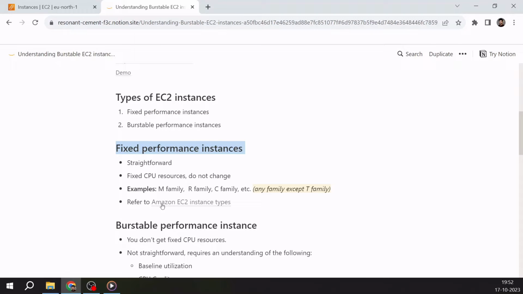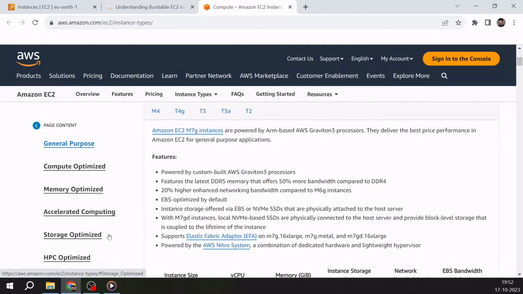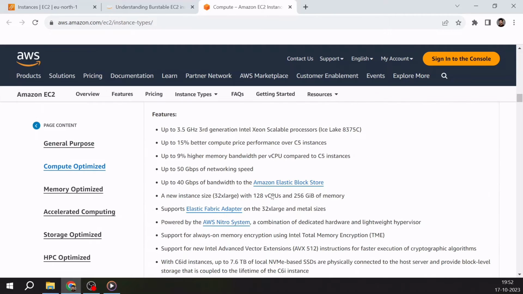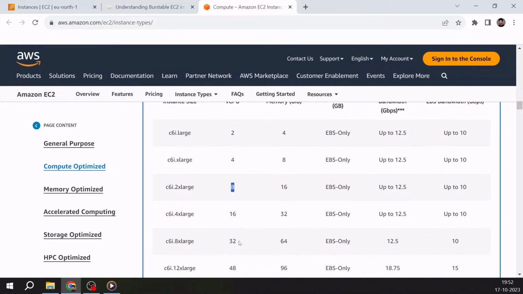Okay, so let me take you to this page. You can see there are a lot of EC2 instances, and these are the families of EC2. So compute optimized, memory optimized, storage optimized, HPC. These are the categories. And if I select any of these randomly, you can see we have instance size, we have vCPU, and a vCPU count is allocated to every instance: 2, 4, 8, 16.